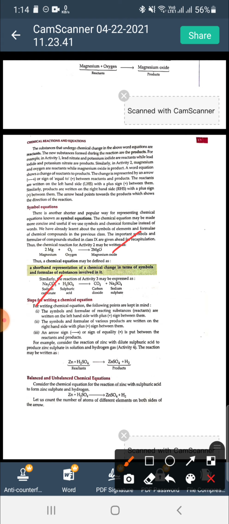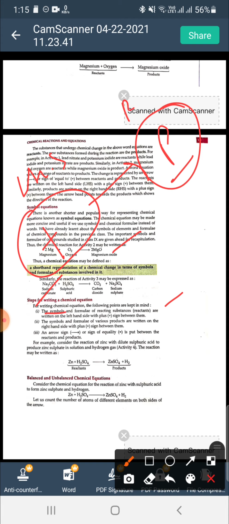Steps for writing a chemical reaction. There are 3 steps to write a chemical reaction. Firstly, the symbols and formulas of reacting substances are written on the left hand side. The reactant side is always written on the left hand side, and if there is more than one reactant, we use a plus sign between them. The product side is always written on the right hand side, with a plus sign between any 2 or 3 products, and an arrow is placed between reactant and product.